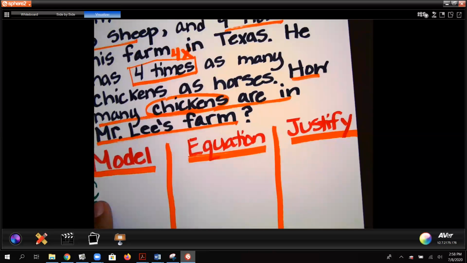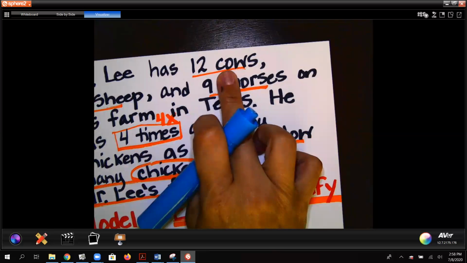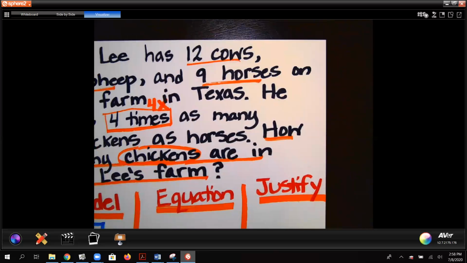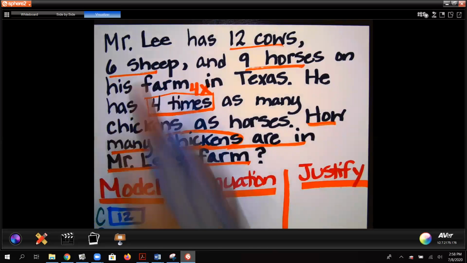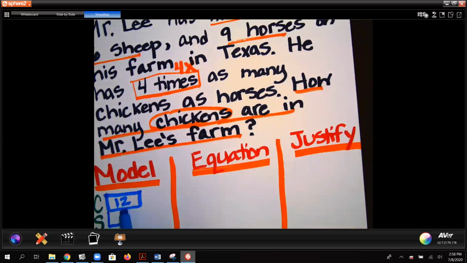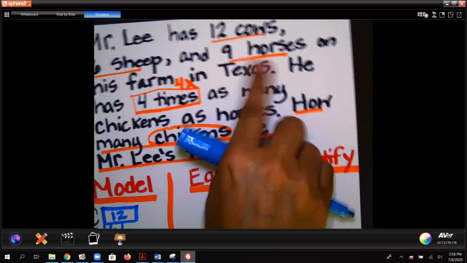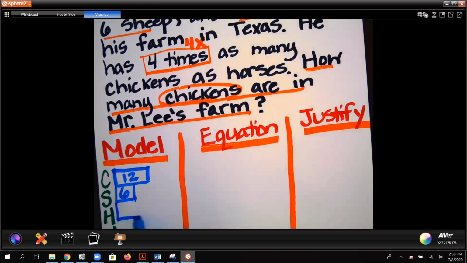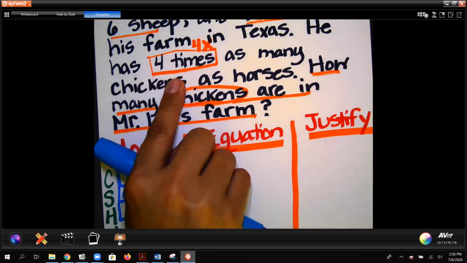Okay, so how many cows did we have? We had 12 cows. Remember, always go back. I'm going to draw my bar for 12 cows. Okay, sheep, I had 6 sheep. Go back and check that, which is exactly half of that. So that's 6 sheep. Then I had 9 horses. So that's a little bit less than 12 and a little bit more than 6. Okay, 9 horses.